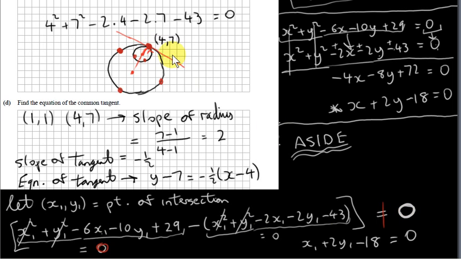So this line here must only pass through one point on the circles, so it must be the point of intersection. Of course, it's possible that the circles could intersect at 2 points, and in that case we would have a common chord. We would have a line passing through the 2 points of intersection of the circles.